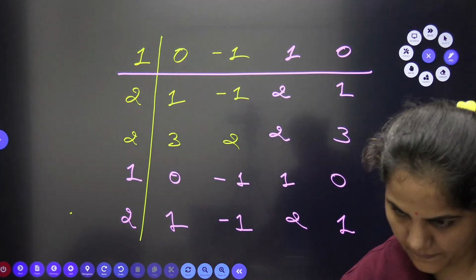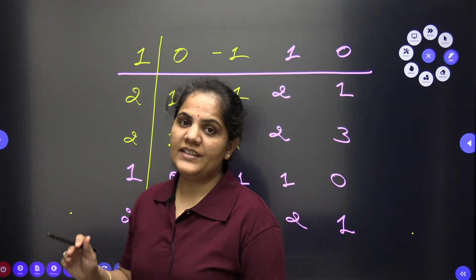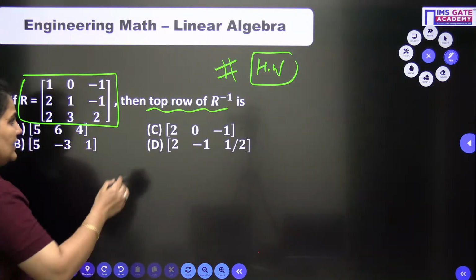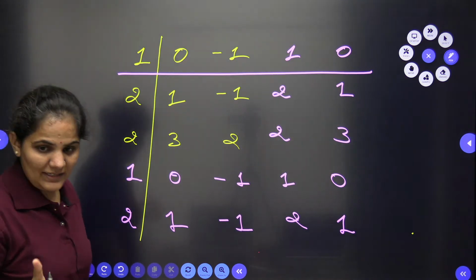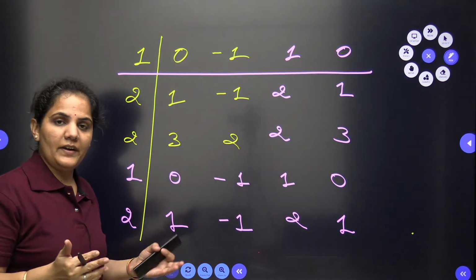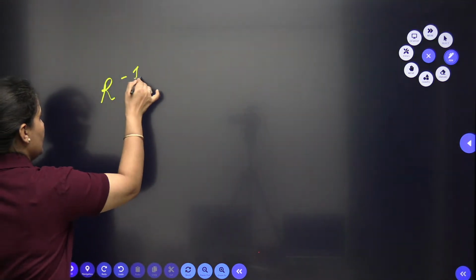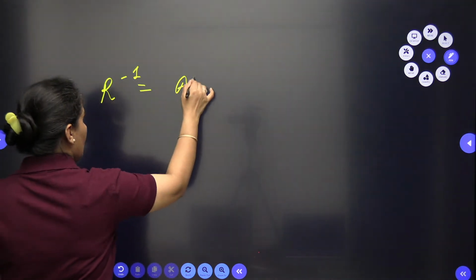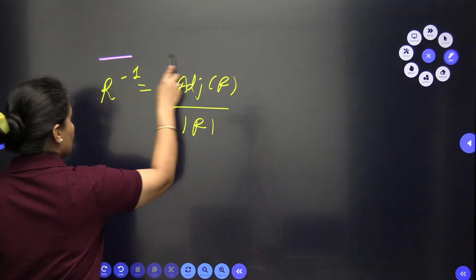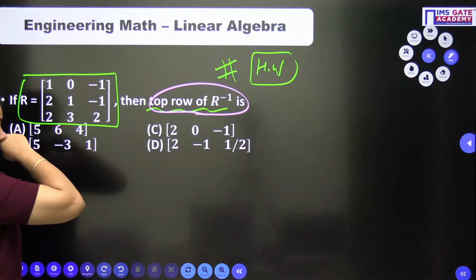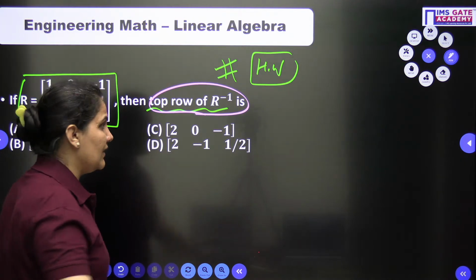Here I need to find only one thing: the top row of R inverse. So I will not approach all the elements, and I will tell you how to find this one. If we need to find the inverse, I hope you remember that R inverse is nothing but adjoint of that matrix divided by determinant of that matrix R. If I do not find the determinant here, it will still work. Why? I will show you.